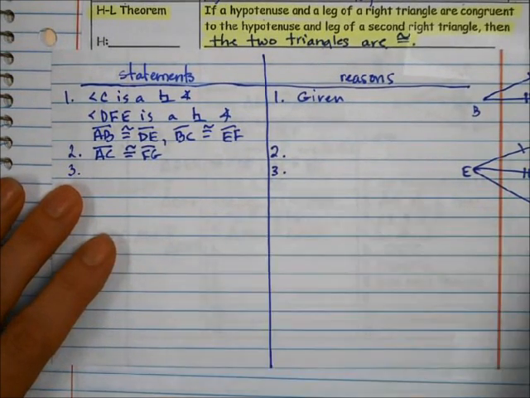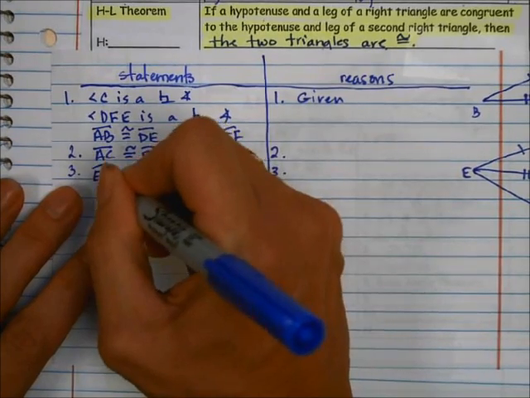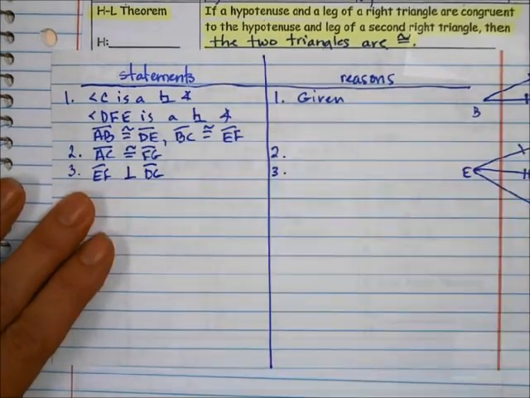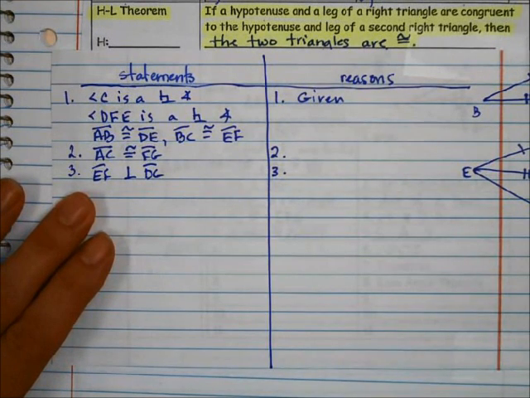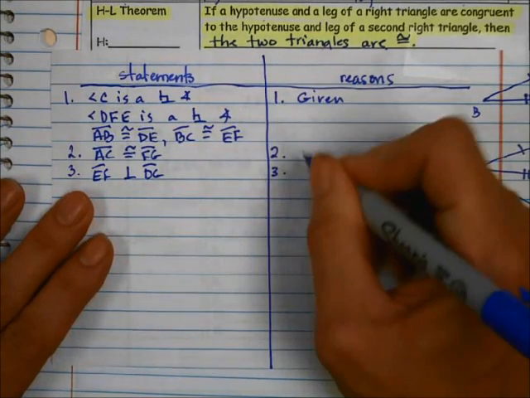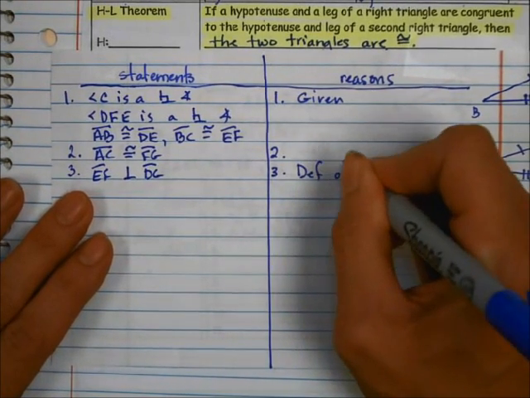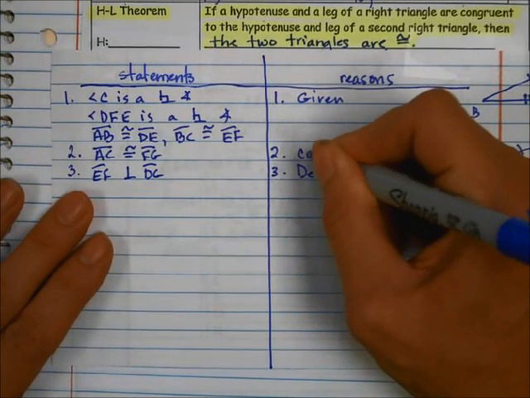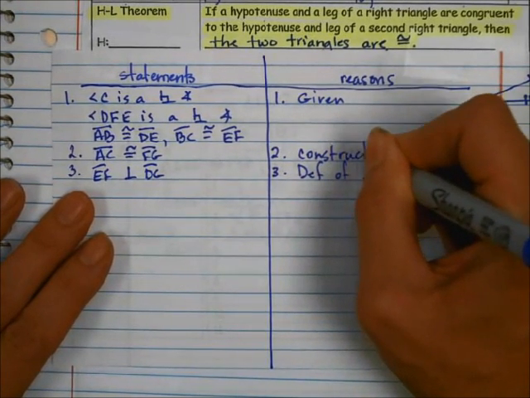So number three, then, we're going to want to say that EF is perpendicular to DG. So let's look at that. EF is here, perpendicular now to DG. That's just the definition of perpendicular lines. And I can see that I forgot to write construction here, so we'll add that.